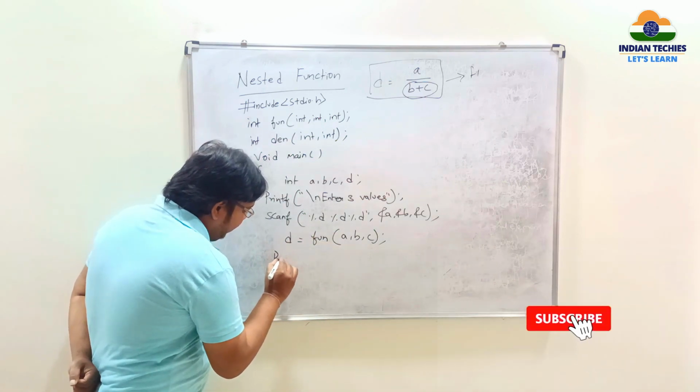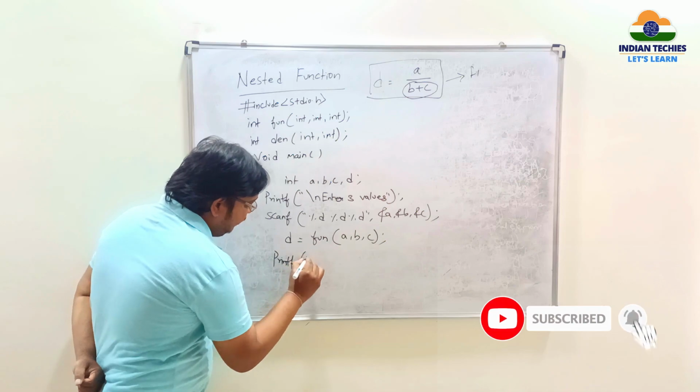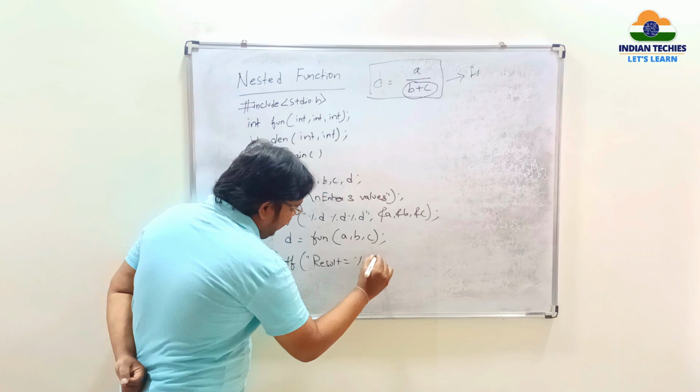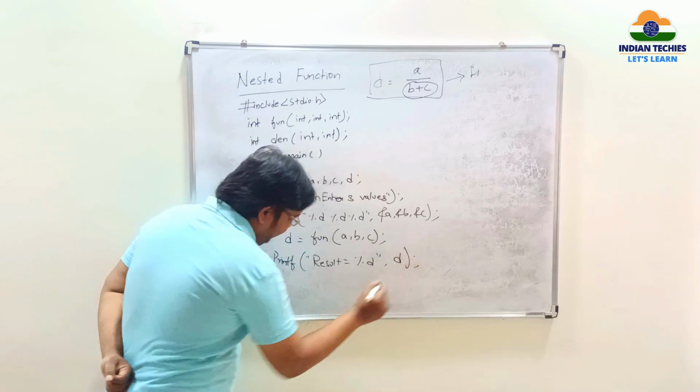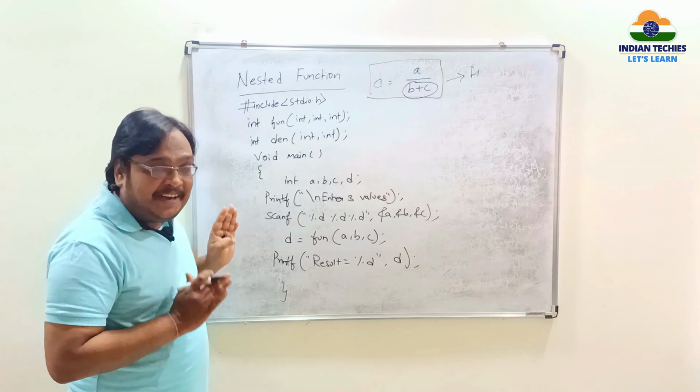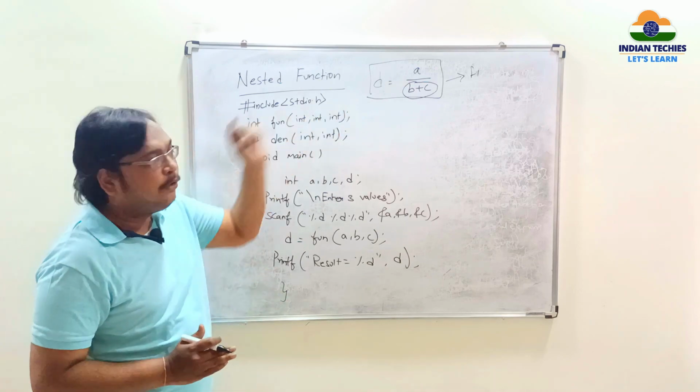So print the result. That is printf "result is equal to %d", that is also variable d, and close main. This is how you are going to write the main function of this above calculation.